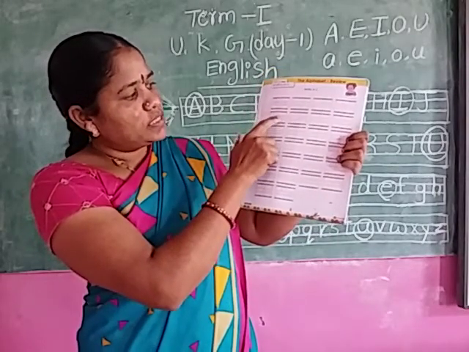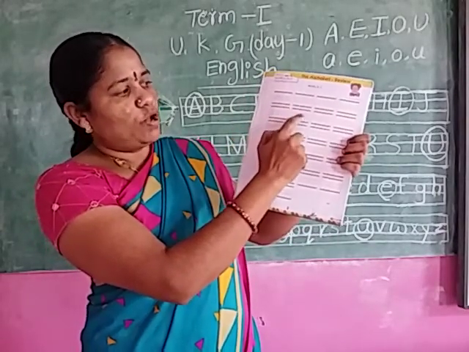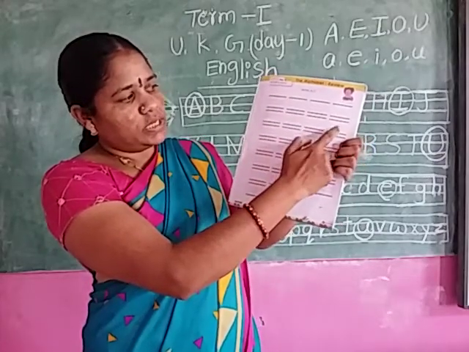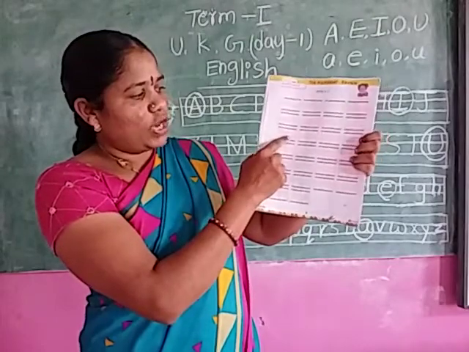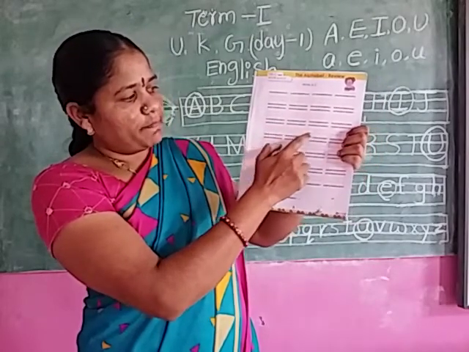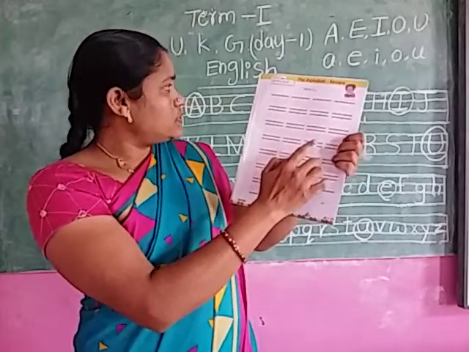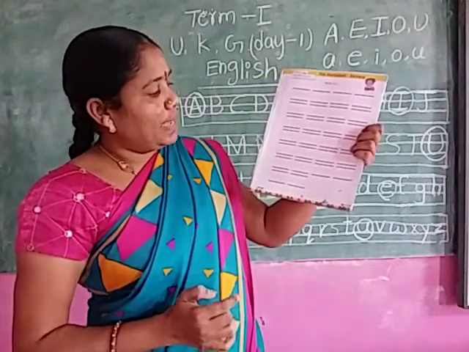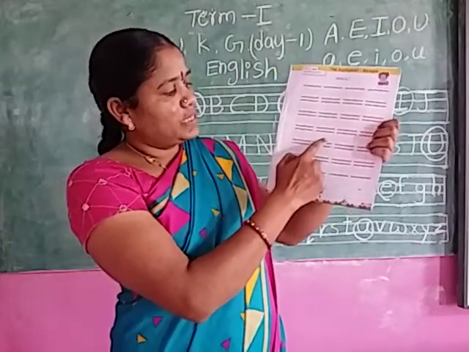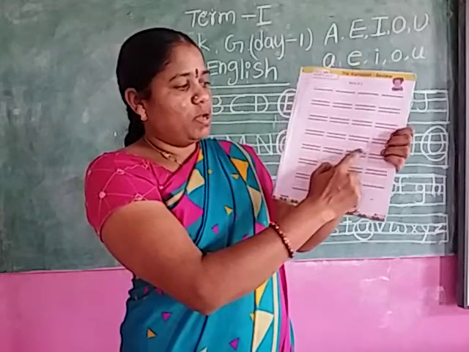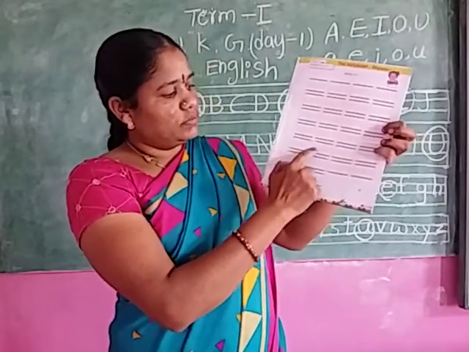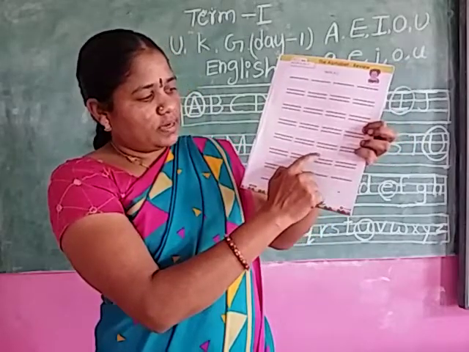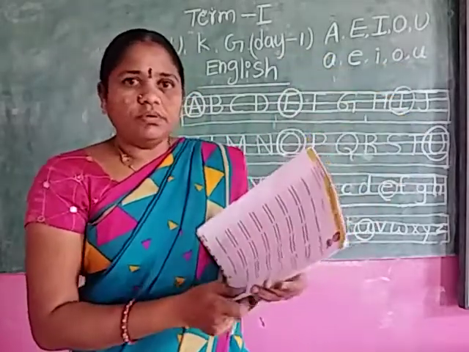Capital E, small e. Capital F, small f. Capital G, small g. Capital H, small h. Capital I, small i. Capital J, small j. Capital L, small l. Capital M, small m. Capital N, small n. Capital O, small o. Capital P, small p. Capital Q, small q. Capital R, small r. Okay, like this, up to Z.